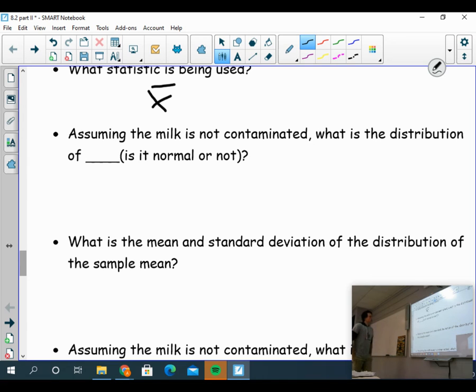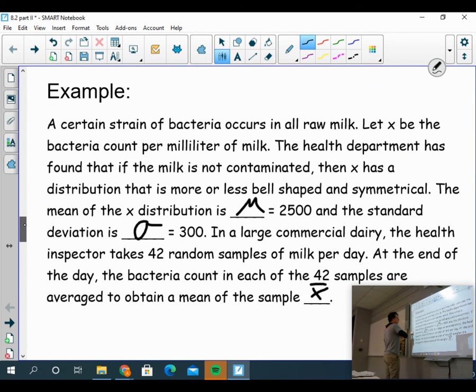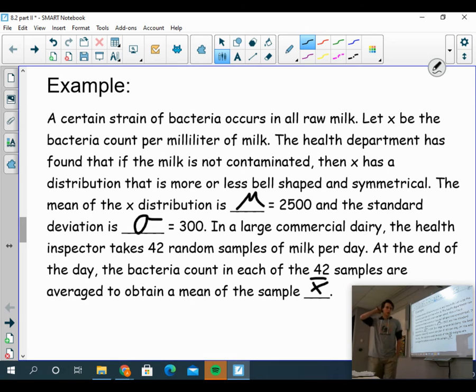So assuming the milk is not contaminated, what is the distribution of X bar? Remember, we want to find the distribution of our sample means. Is that distribution normal? This is the part where we do what we did a little bit earlier. We're going to use our theorems to determine whether the distribution of sample means is normal. If it's not, we're going to stop there and say we can't solve the problem. If neither the central limit theorem nor theorem 1 applies here, we're out of luck. We can't solve the problem.